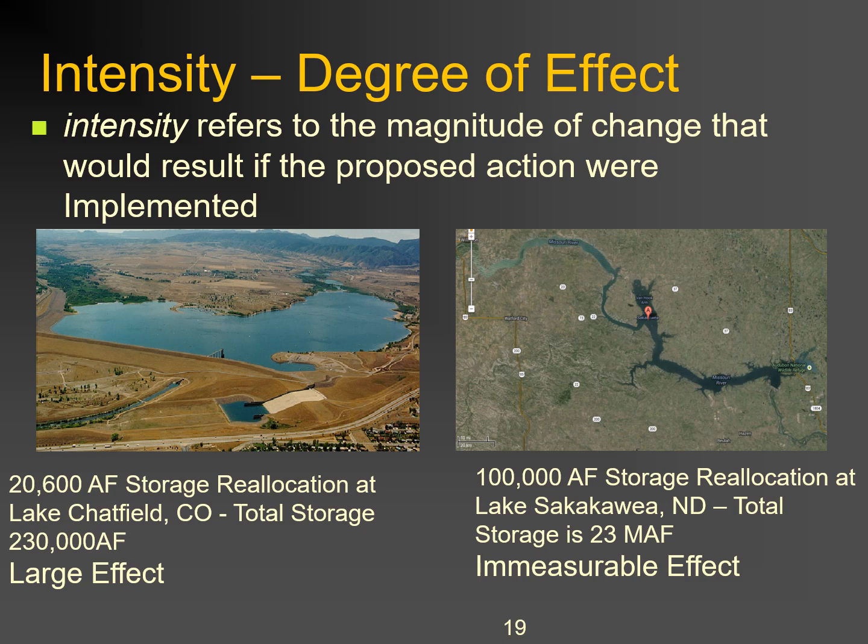So looking at a big coastal picture, when you change 20,000 acre feet in an area that only holds 200,000 acre feet, that's a big effect. But you could change 100,000 acre feet in an area that is 23 million and you'll have basically no effect. So you couldn't even calculate it. So intensity is the degree of effect within the context of the affected environment, of what resources you're worried about.